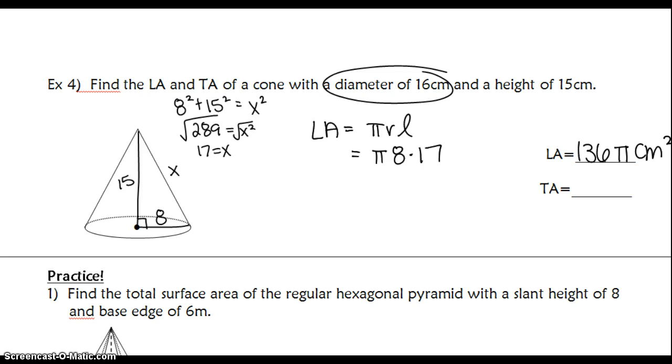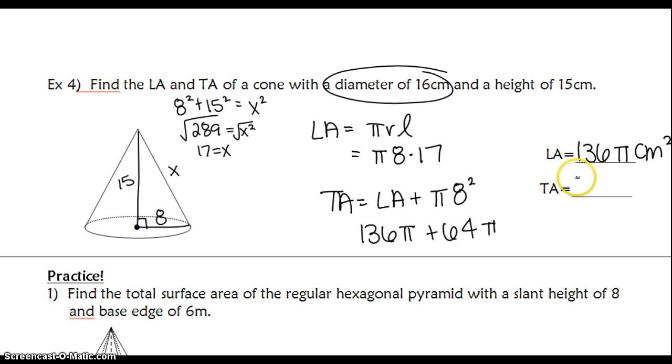That looks good. And then for TA, total area here, we have the lateral area plus pi r squared. We know the radius is 8. So we have 136 pi plus 64 pi. And that gives us a nice even 200 pi centimeters squared.